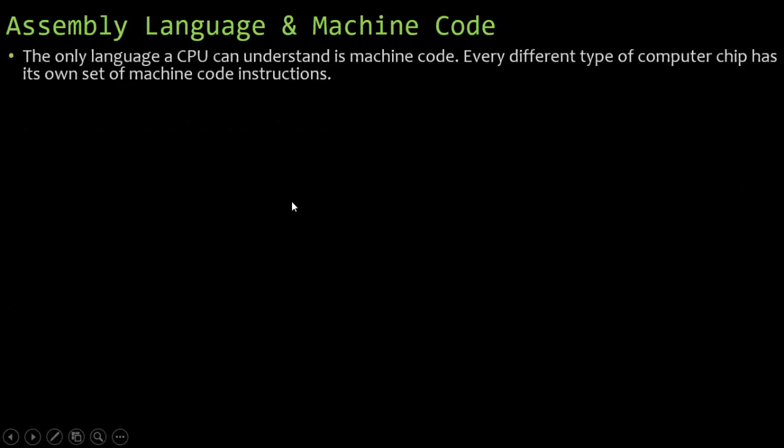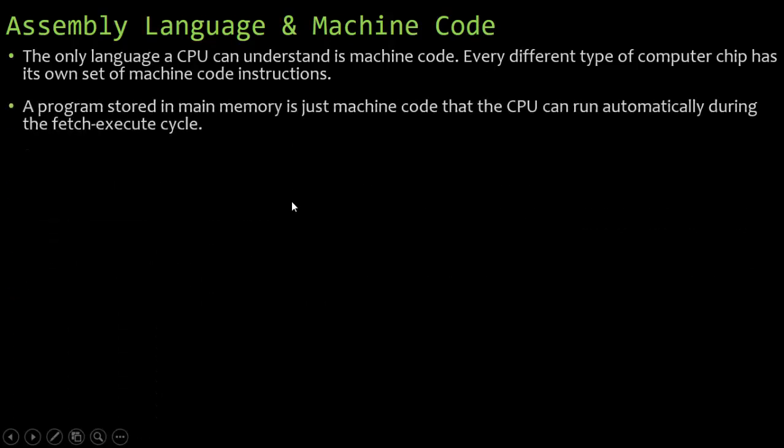So, assembly language and machine code. The only language a CPU can understand is machine code, a bunch of zeros and ones. Every different type of computer chip has its own set of machine code instructions. A program stored in main memory is just machine code that the CPU can run automatically during the fetch-execute cycle. When we're talking about the main memory, we're talking about the RAM. Main memory is not the hard drive. Your hard drive is secondary memory.